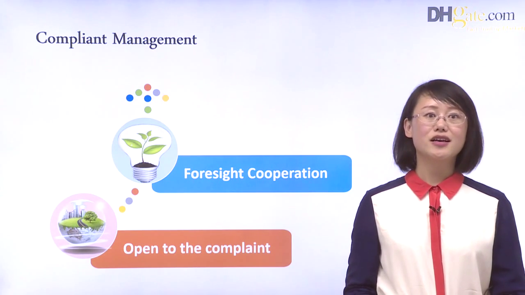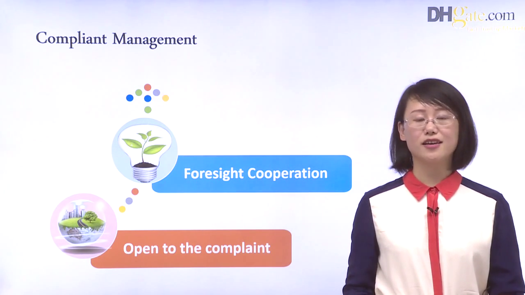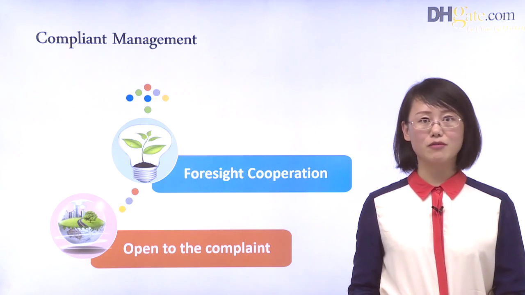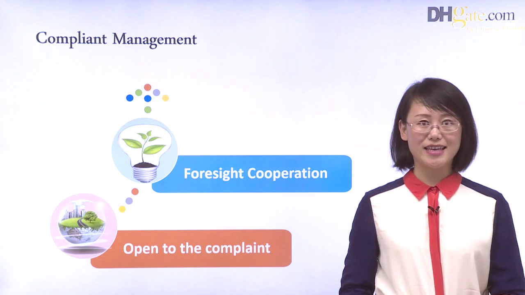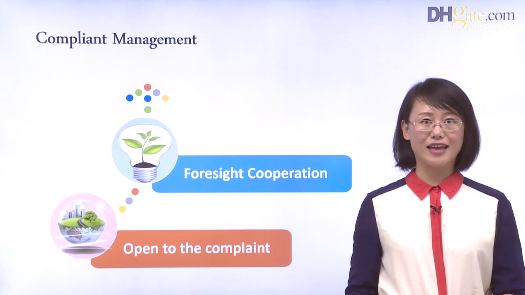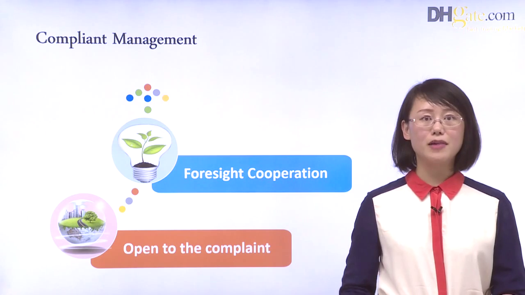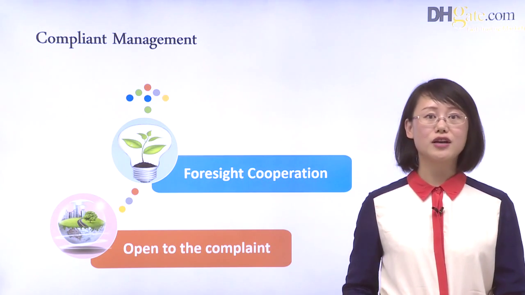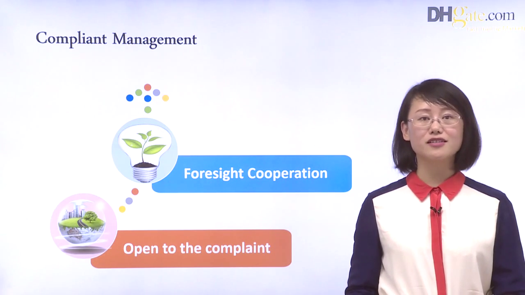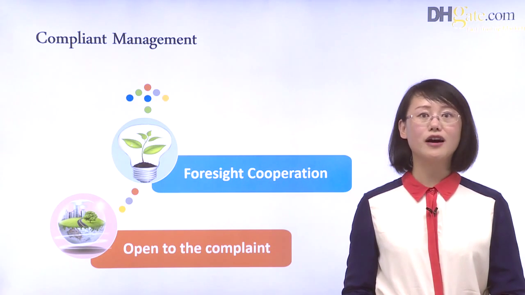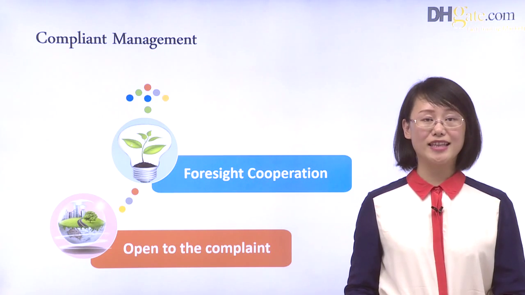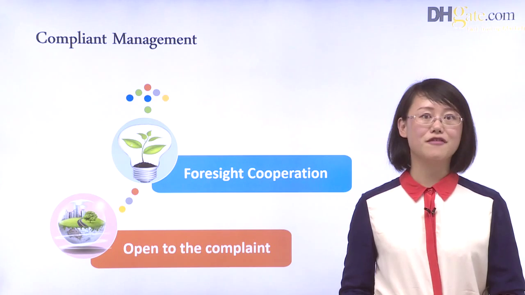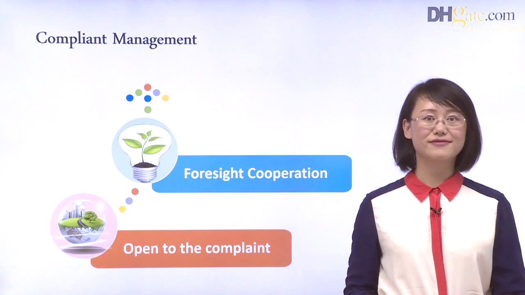Besides that, you should have some foresight cooperation. For example, you can cooperate with MarkMonitor or the IACC. These kinds of organizations have much more experience and much better technology to help you identify counterfeit and infringing products. In this combined way, you can reduce your product risk in a very efficient way.